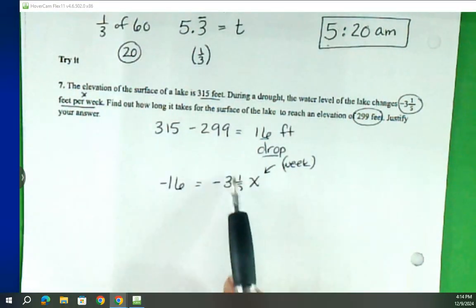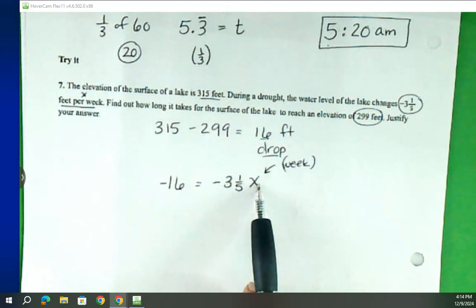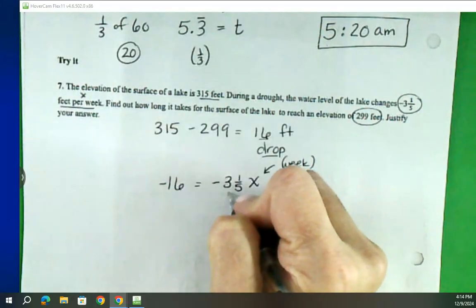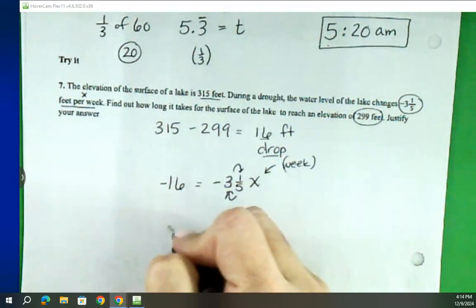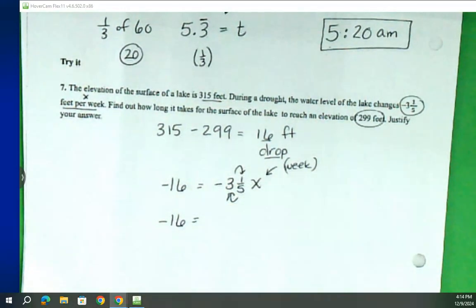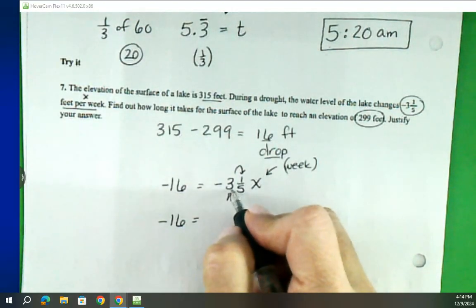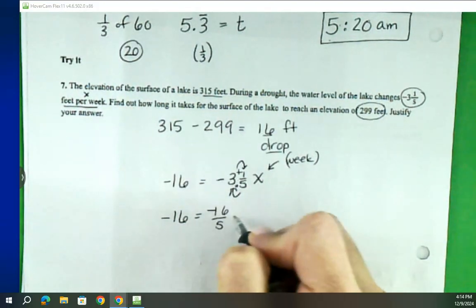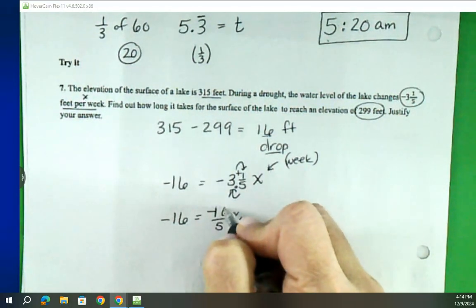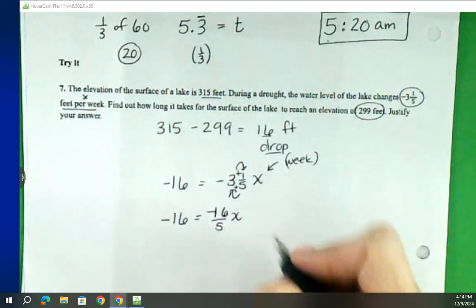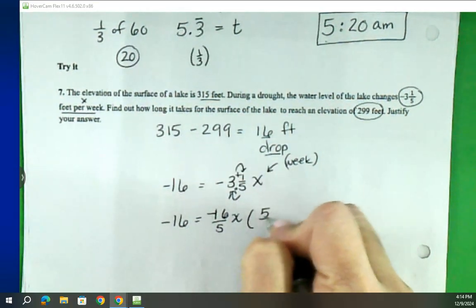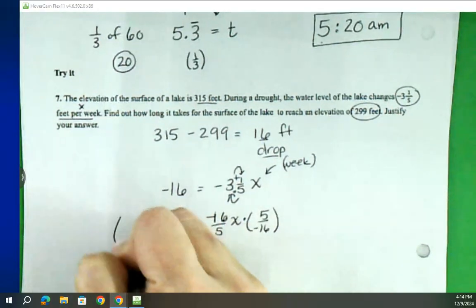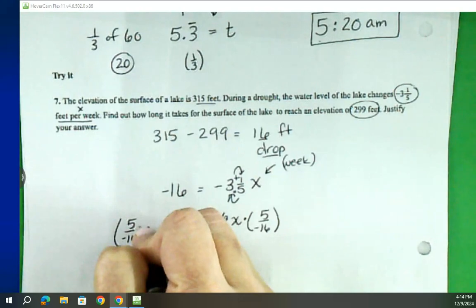Okay, so this is a mixed number multiplied by X. We need a fraction times X in order to do the reciprocal work. So we're going to have to change this around here to an improper fraction. So we have negative 16 equals 5 times 3 is 15, plus 1 is 16 fifths, negative 16 fifths, X. All right, so the reciprocal of negative 16 fifths is to multiply by 5 over negative 16. And we're going to have to do that on this side as well. 5 over negative 16.